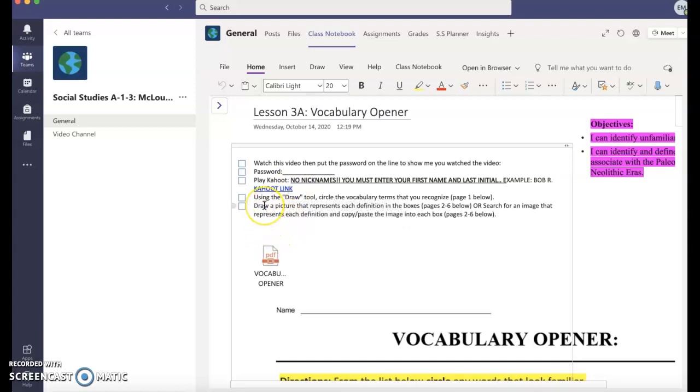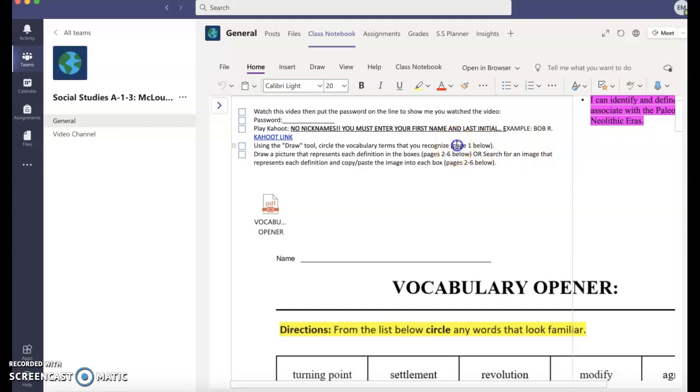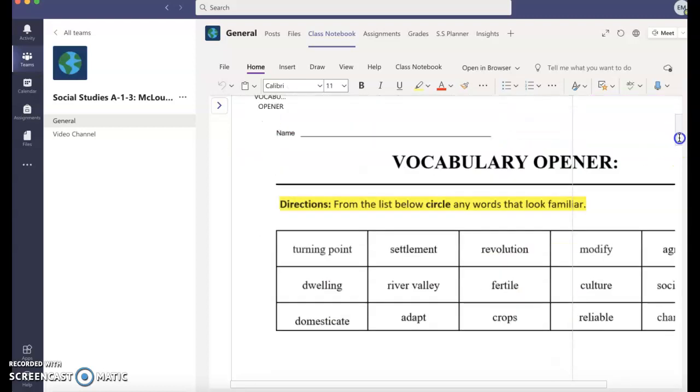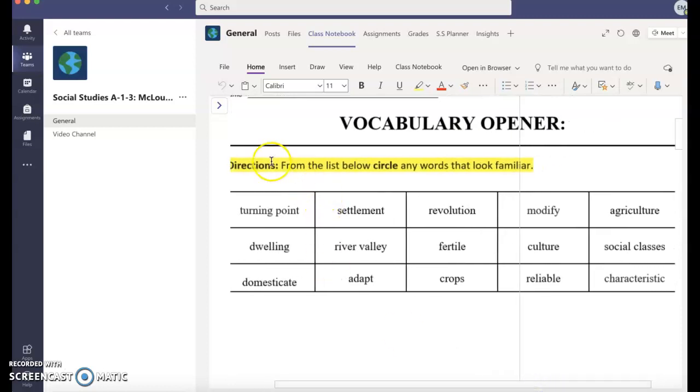Now, using the draw tool, circle the vocabulary terms that you recognize on page one below. So you would go up here and click draw. You would slide down to page number one, right where it says vocabulary opener. The directions are listed again for you: from the list below, circle any words that look familiar.